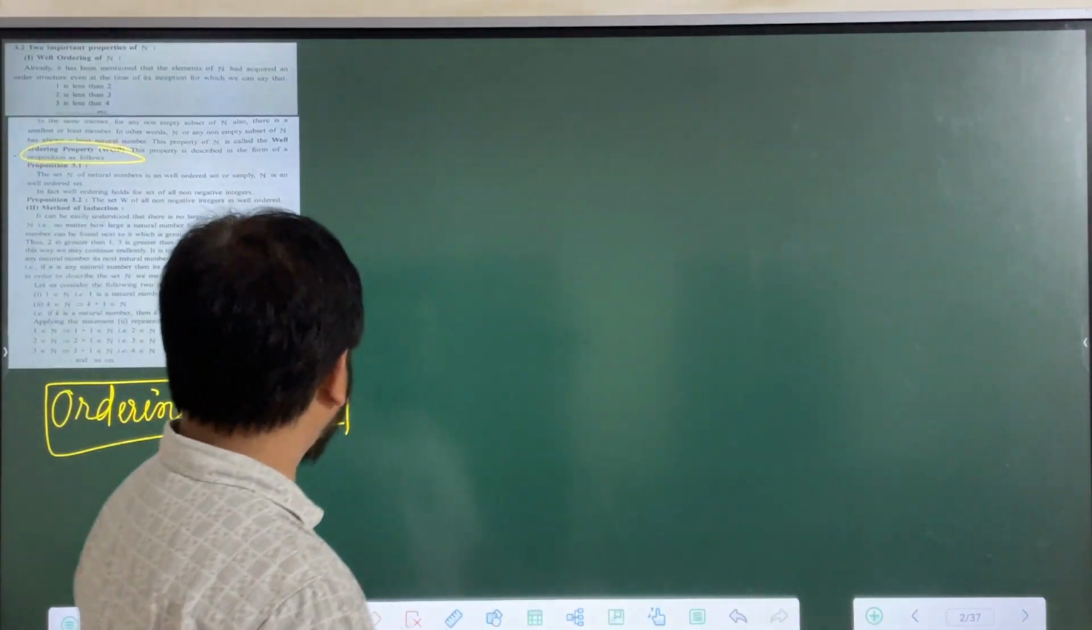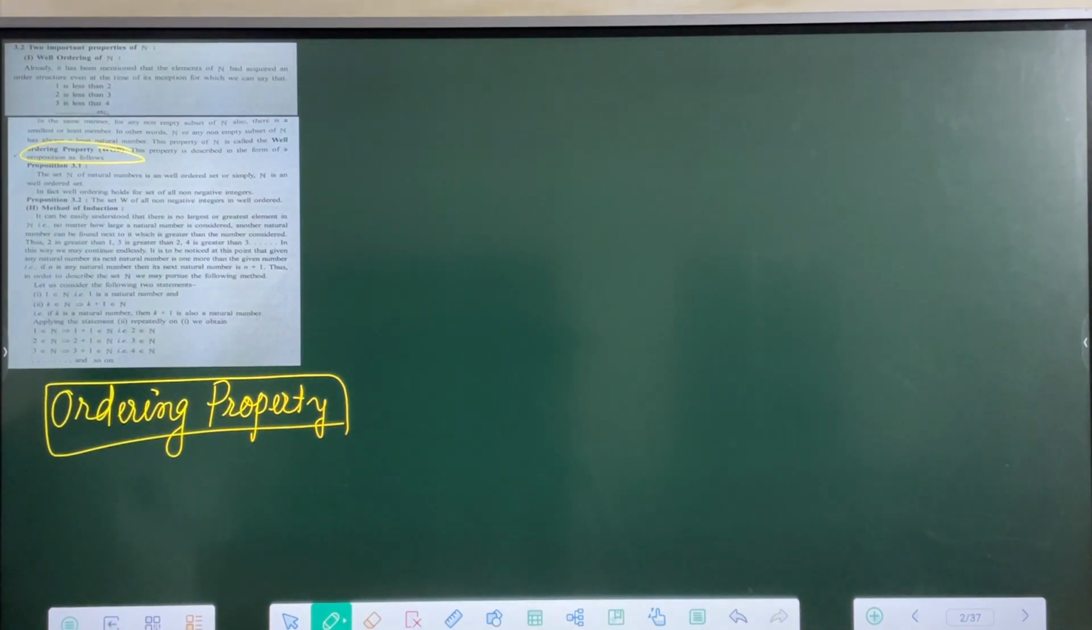So on the basis of ordering property, the addition, the sum of the natural numbers, how can we add? That method is called method of induction. It can be easily understood that there is no largest or greatest element in natural numbers. That is, no matter how large a natural number is considered, another natural number can be found next to it, which is greater than the number considered.